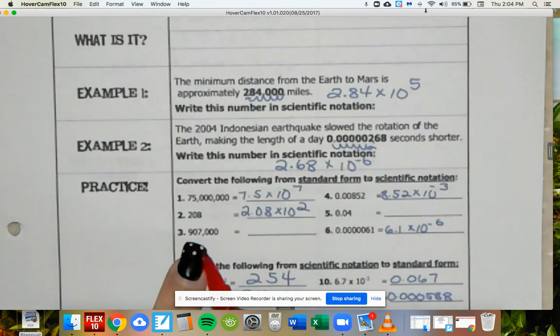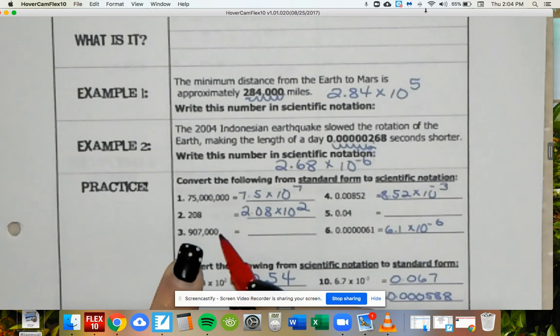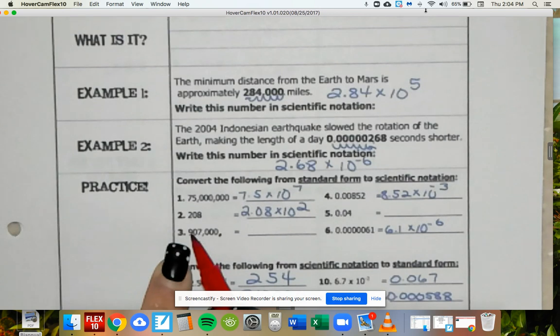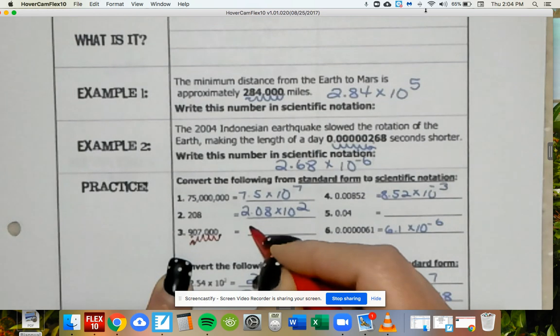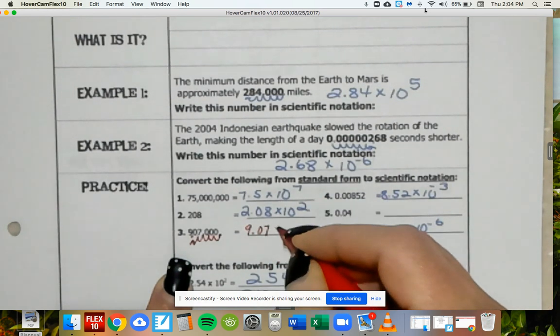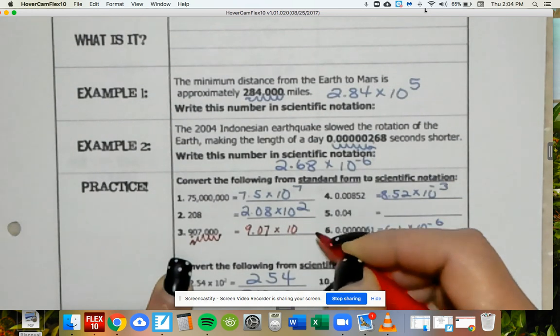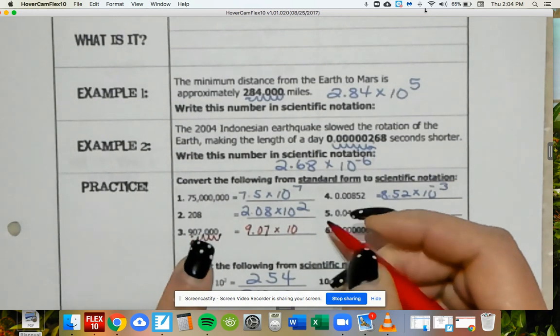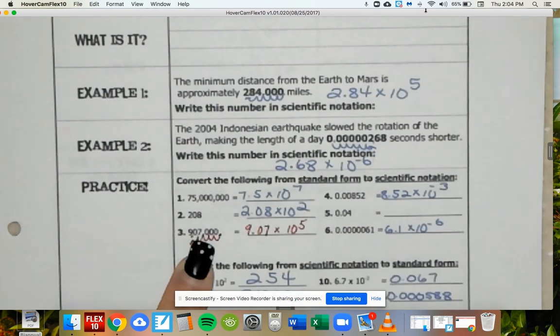So for number 3, it's 907,000. The decimal is currently hiding here. We want it to move here between the 9 and the 0. So we're going to count those jumps. It's 1, 2, 3, 4, 5 jumps. And my new number then would be 9.07 times 10. Because that was a high value number to start with, it's going to be a positive 5 exponent.